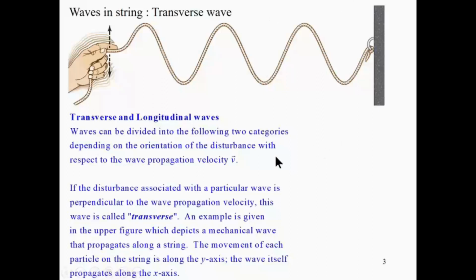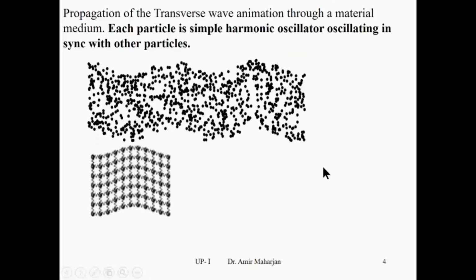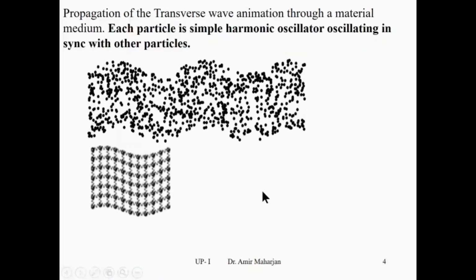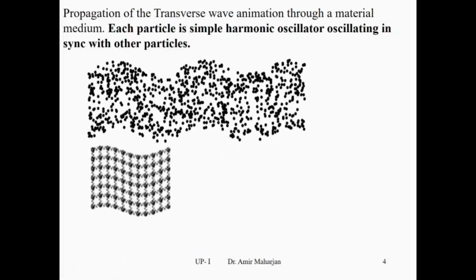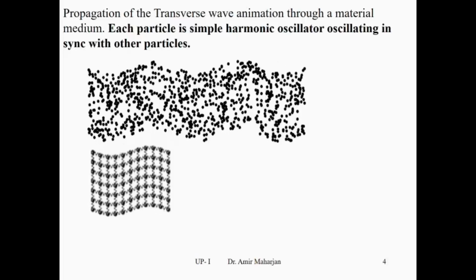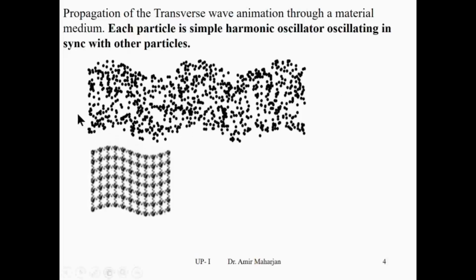Well, the simplest example to create a wave is just by using a string. Just clamp one end of the string to the wall, and the other end, if you just shake it up and down, you're creating a wave. And mechanical waves are of two types: transverse wave and longitudinal wave. Transverse waves are when the particles of the medium oscillate perpendicular to the direction of the propagation of the wave, something like that.